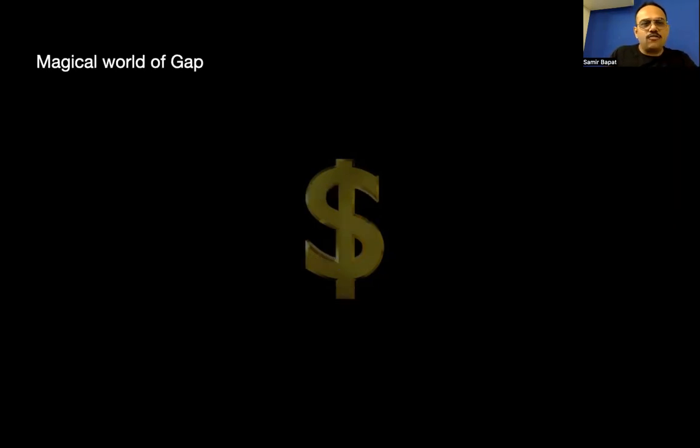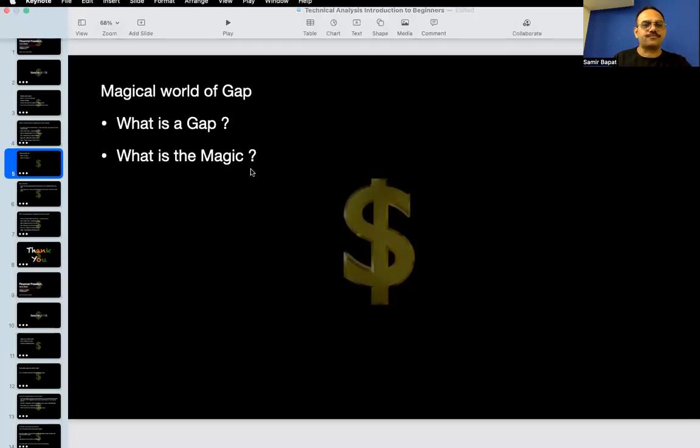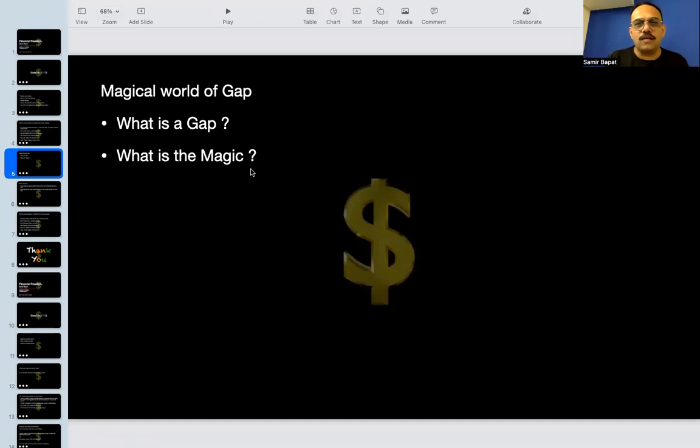Now, let's go through the magical world of gaps. I don't know what happened. So we will understand what a gap is and what the magic about the gap is.